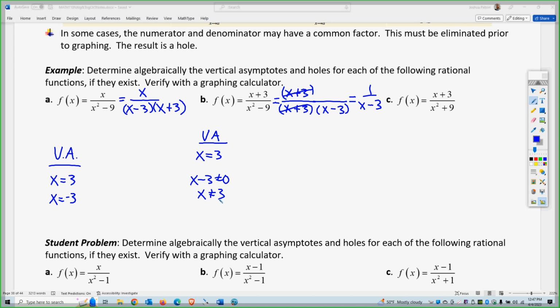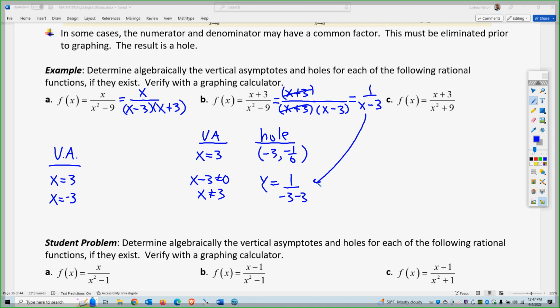However, this other one canceled, okay, which means we have a hole at negative 3, right? Well, if I plug that in, I get y equals 1 over negative 3 minus 3. So I get negative 1/6, right? Because again, I'm just using this equation here to figure out what that hole is.